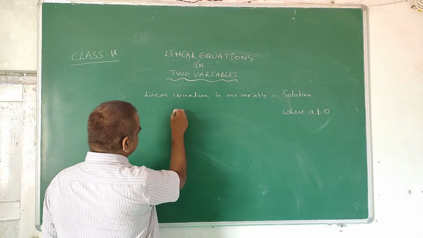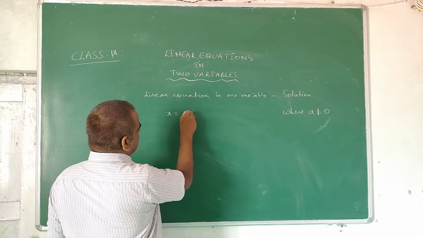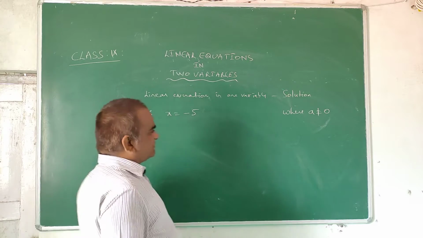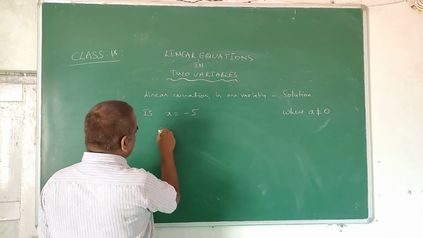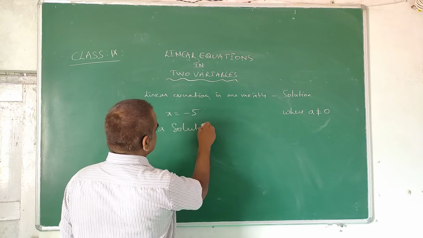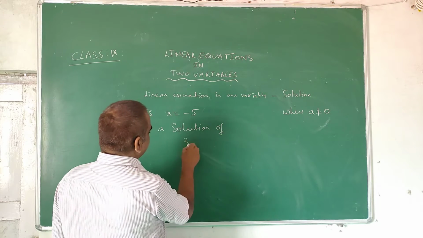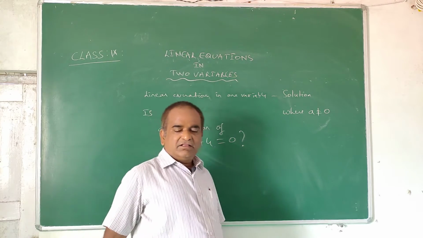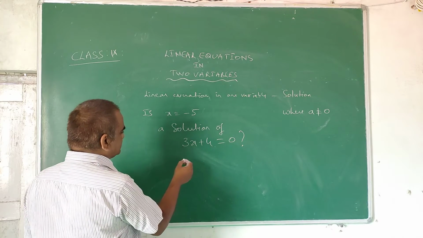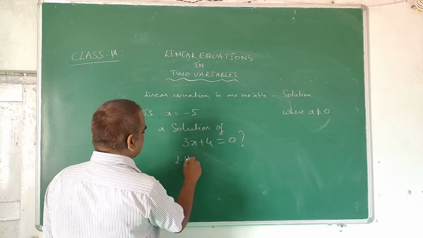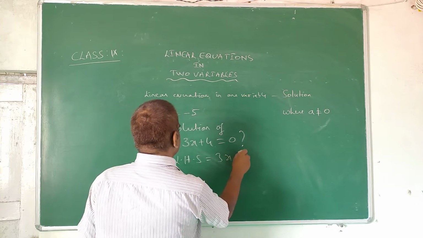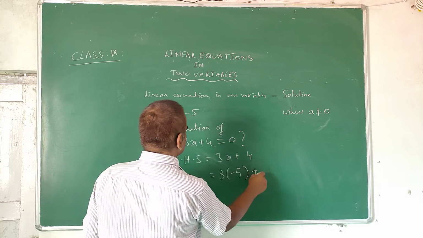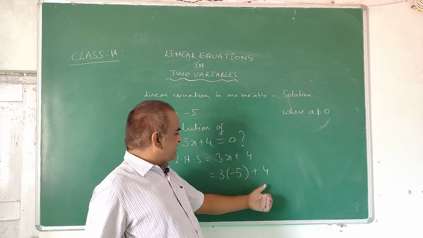So see here, for example, suppose x is equal to minus 5. Is x is equal to minus 5 a solution of 3x plus 4 is equal to 0? This is a question mark. So how will we check whether it is a solution or not? You have to take the LHS of the given linear equation and substitute the given value.